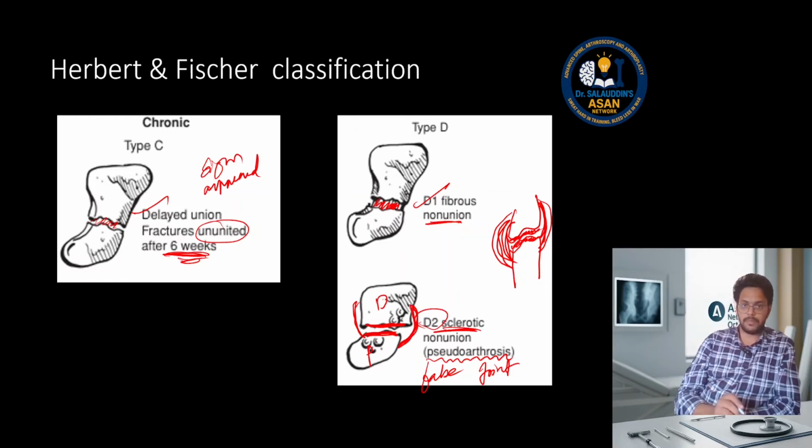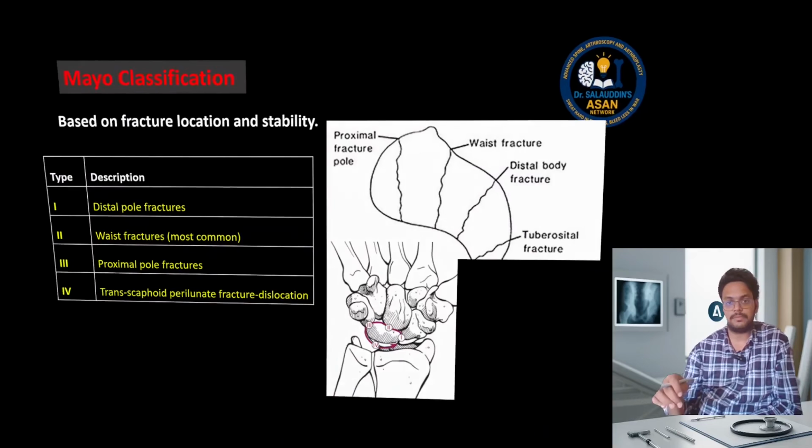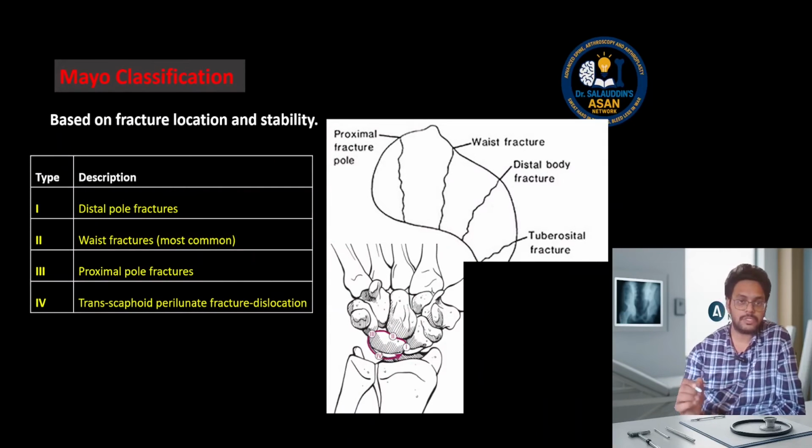A false fibrous capsule is formed. False fibrous capsule is formed between the fracture fragments, hence it is called a false joint. Okay. Another classification of scaphoid is the Mayo classification.